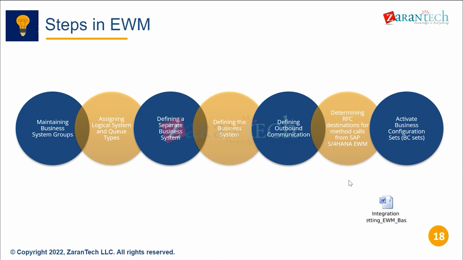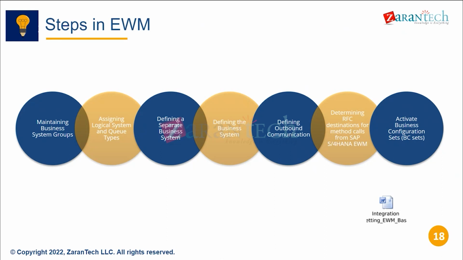Then you can see here, these are some steps in EWM we have to perform, which I showed you yesterday, right? Maintaining the business system group, assigning the logical system queues, defining the separate business system if you have multiple ERP systems to be connected to one EWM, then defining the communication for the outbound and inbound, determination of the RFC destination method calls from the S4HANA to the EWM, and you have to activate some business configuration sets, BC sets.